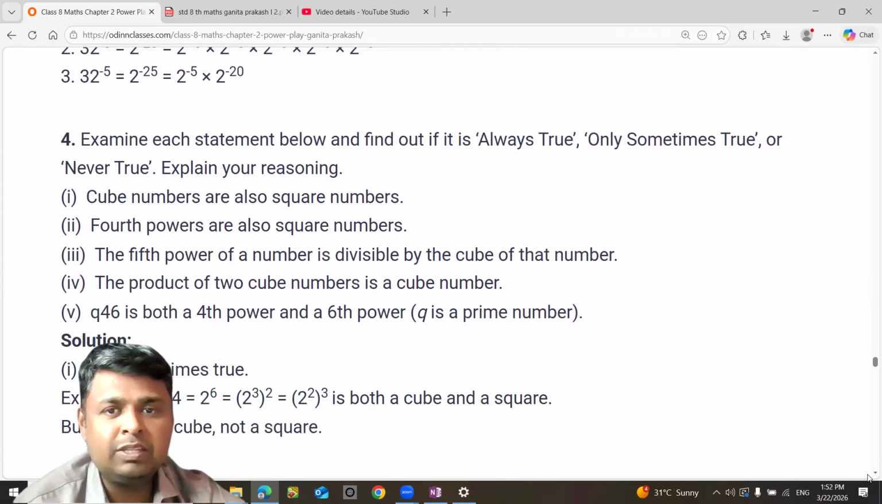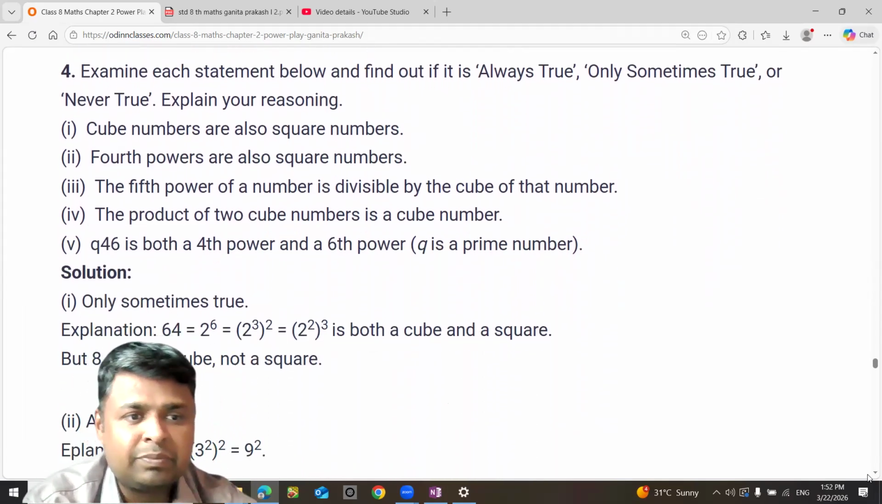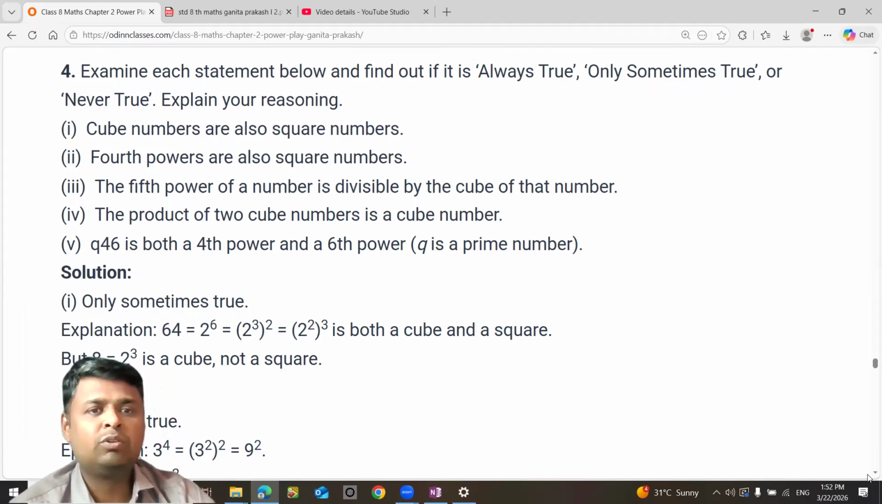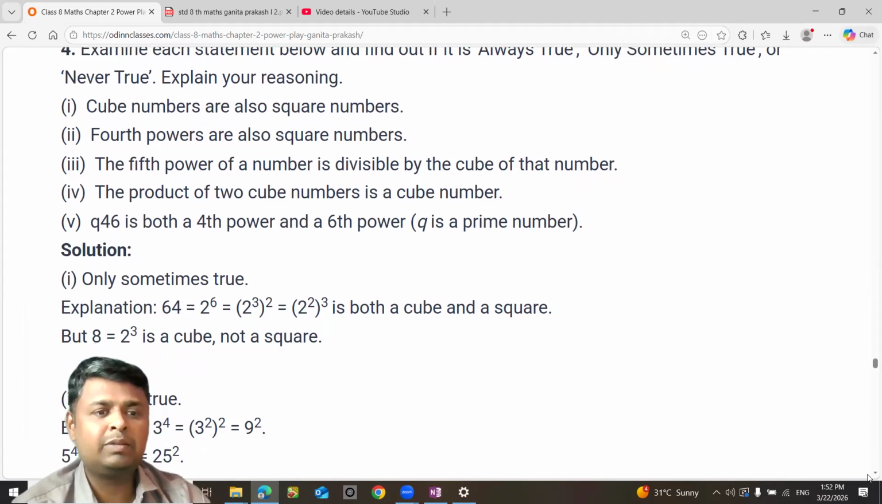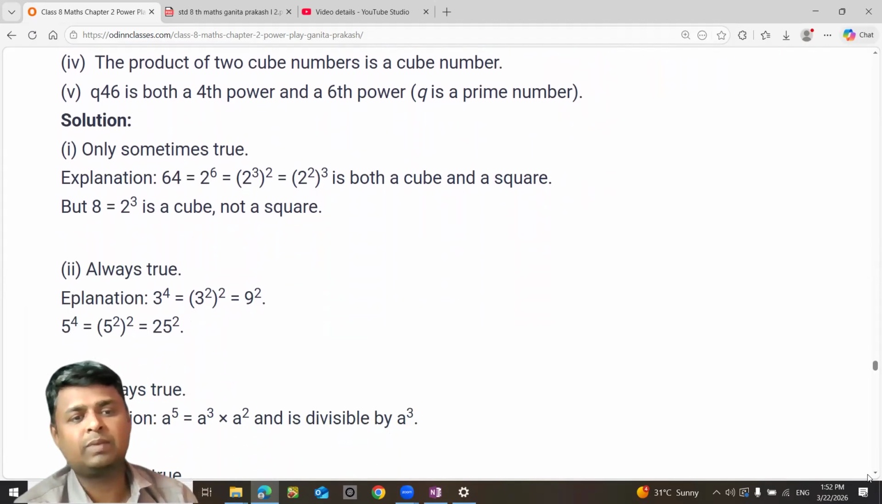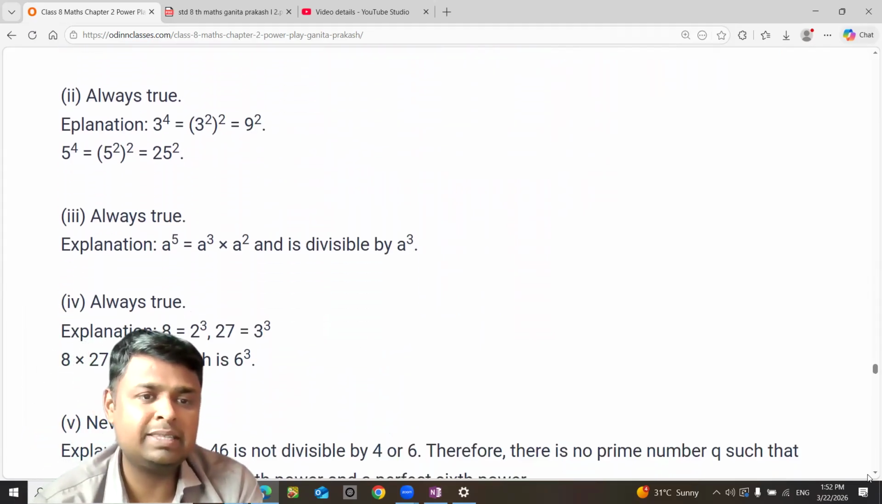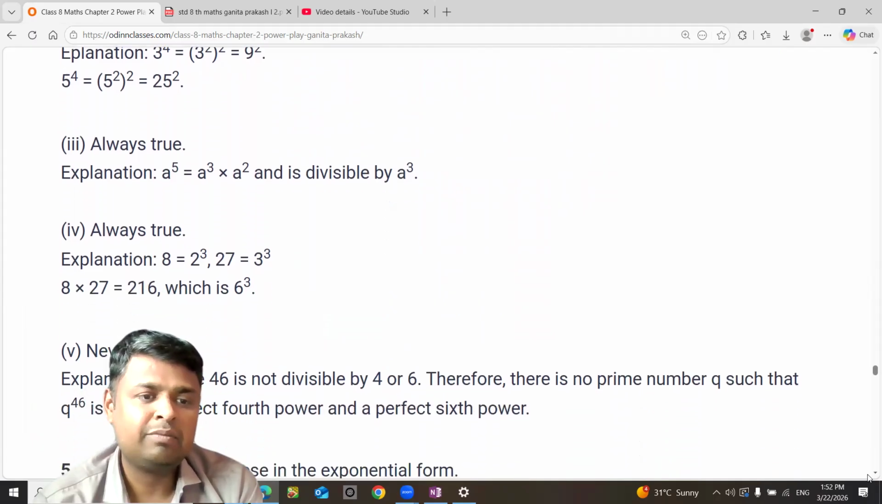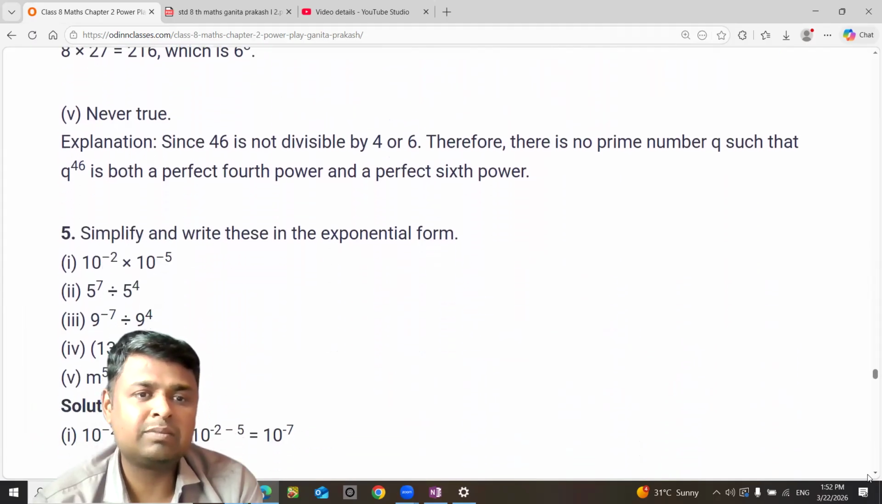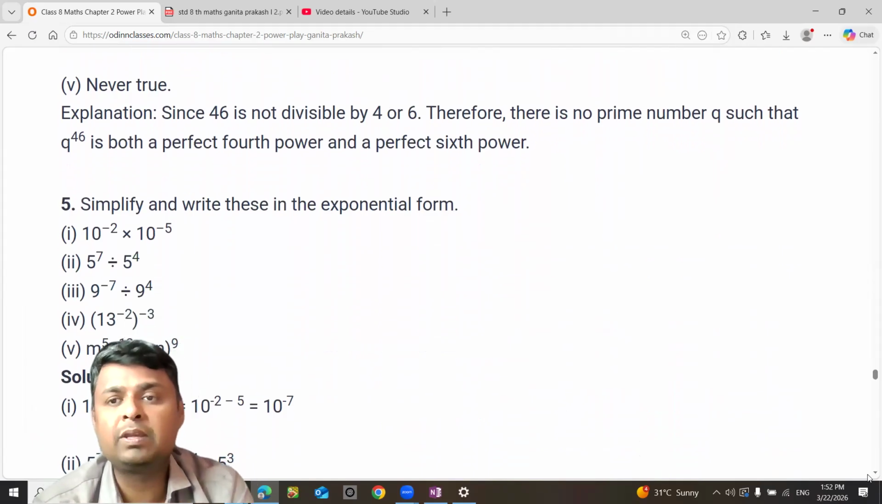Now examine each of these, true or false. Cube numbers are also square numbers sometimes. Fourth powers are also square numbers, always true. So 3 raised to 4 is 3 squared squared, that is 9 squared. Like that, true or false questions are there, you can easily do it. Observe the answers. The third answer is true, the fourth answer is true, the fifth answer is never true, because 46 is not divisible by 4 or 6. Therefore, there is no prime number q such that q raised to 46 is both a perfect fourth power and a perfect sixth power.